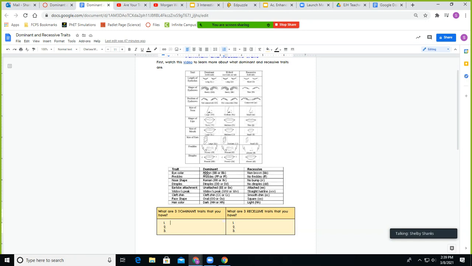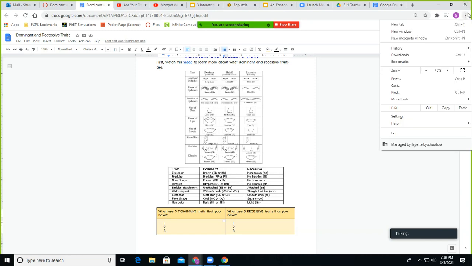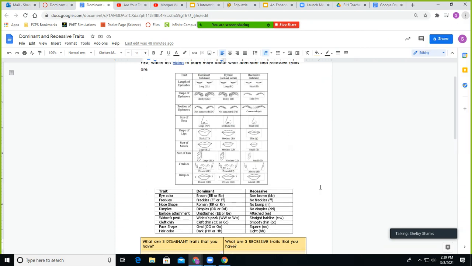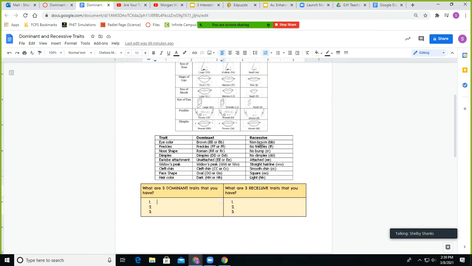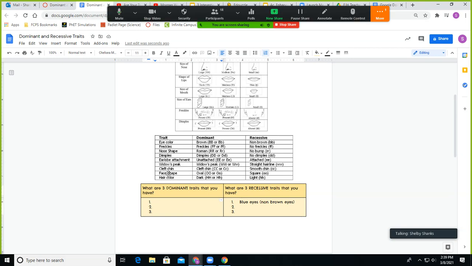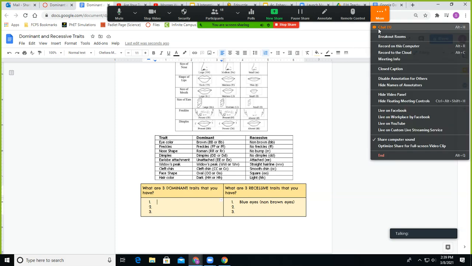All right, this is what I talked about earlier. I told you that brown eyes are dominant, and then anything other than brown eyes is recessive. I'm going to zoom in real quick. All right, so I have blue eyes. So that is a recessive trait for eye color. So I'm going to say blue eyes, and then in parentheses, I'm just going to say non-brown eyes. Now, if you have brown eyes, you can put that in your dominant trait. But if you have anything other than brown eyes, you can put that for one of your recessive traits.